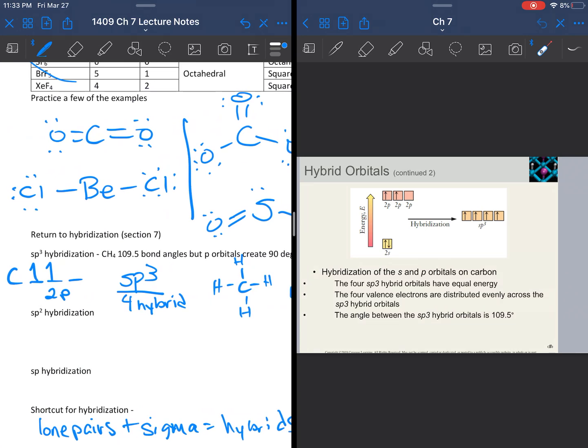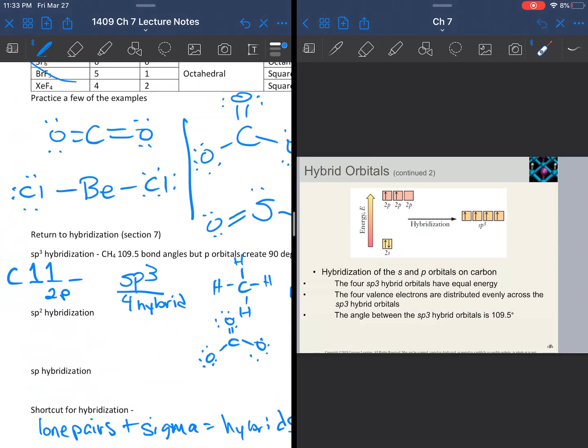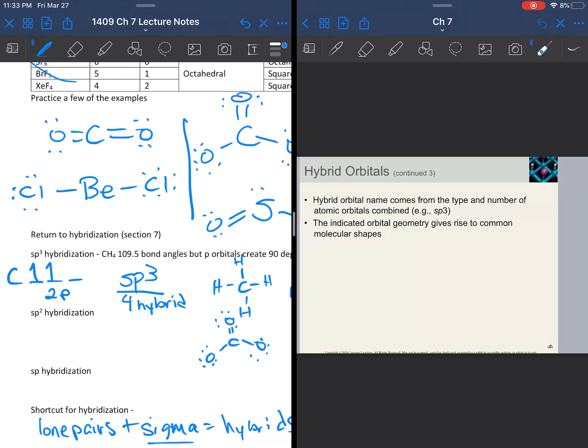All right, what about sp2? So I'm going to take a look at something like the carbonate. We drew it above, but it's something like this. You have 3 sigma bonds, 1 pi bond, no lone pairs. That's why down here we just say sigma bonds. So we need 3 equal energy orbitals. We need 1 p orbital to do the pi bond and the double bond.